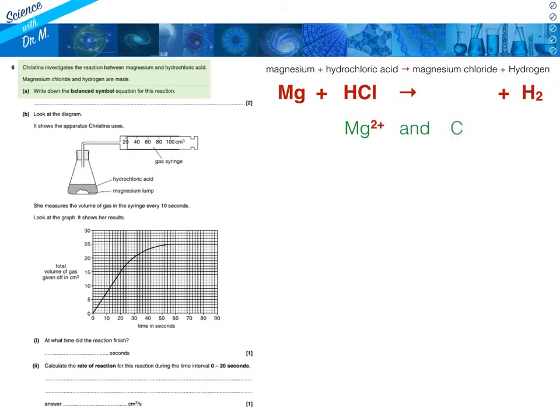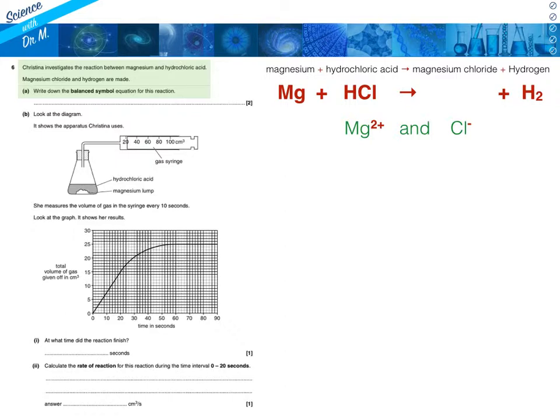Now, we know that magnesium forms a 2+ ion. It loses 2 electrons to achieve its full outer shell. It's in group 2 and it forms a 2+ ion. We also know that chlorine, to achieve its full outer shell of electrons, needs to gain 1 electron because it's in group 7. So if these two substances are going to react together, they need to accommodate this electron donation and receiving between them.